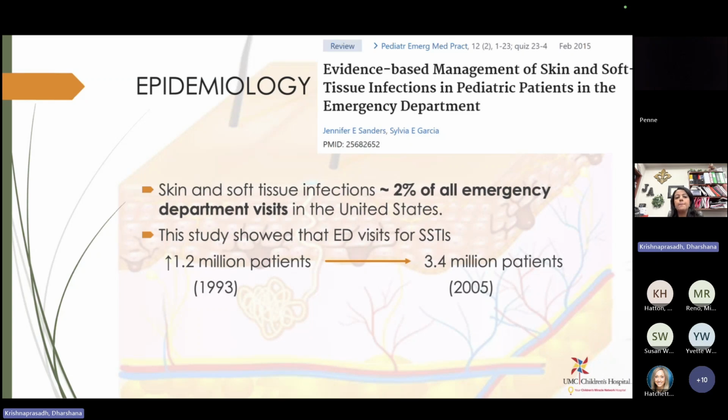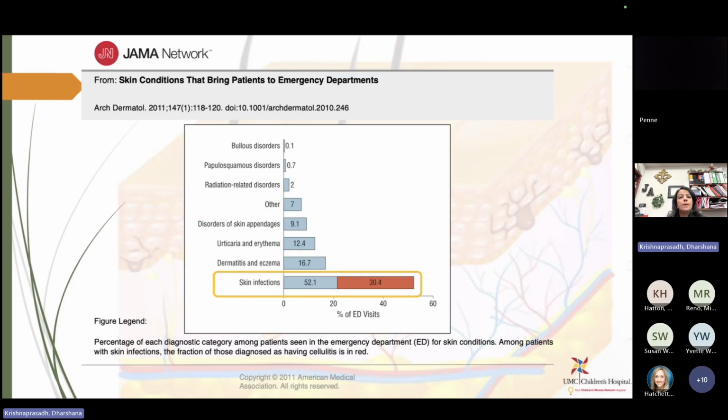There was a study published in Pediatric Emergency Medicine Practice where in the ED there were about 1.2 million patients initially seen back in 1993, and now there is almost a threefold increase, 3.4 million seen in 2005. This was another study published in JAMA, a renowned journal, which shows the percentage of patients presenting to the ED for these skin infection diagnoses.